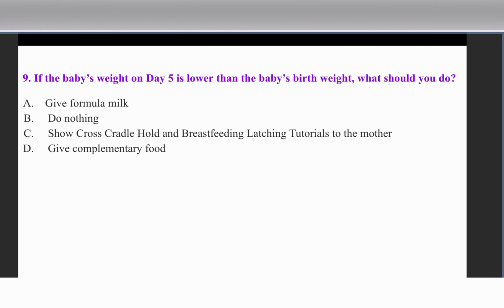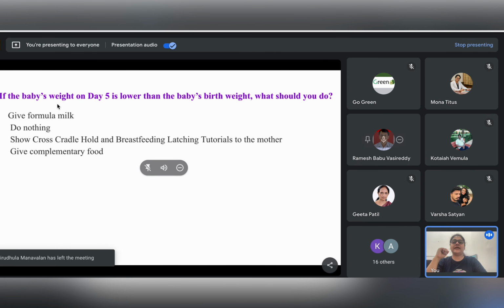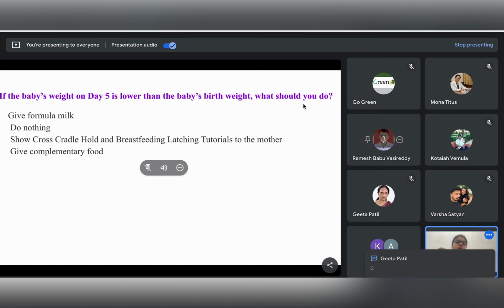We'll move on to our next question. If the baby's weight on day 5 is lower than the baby's birth weight, what should you do?